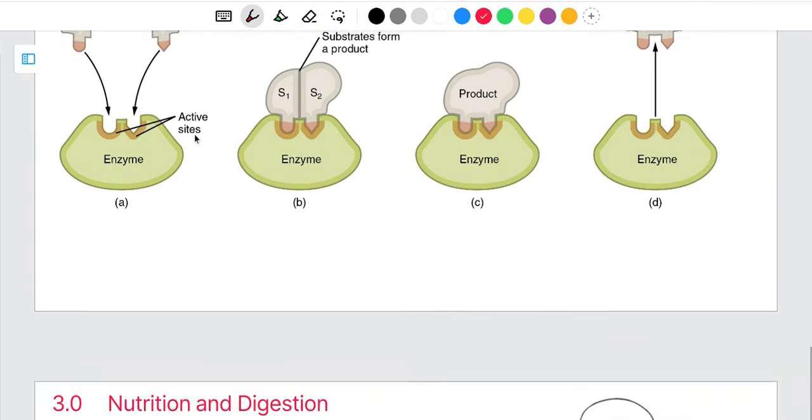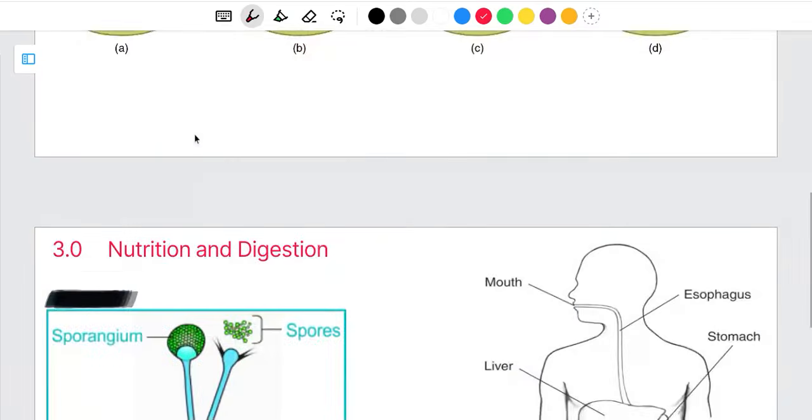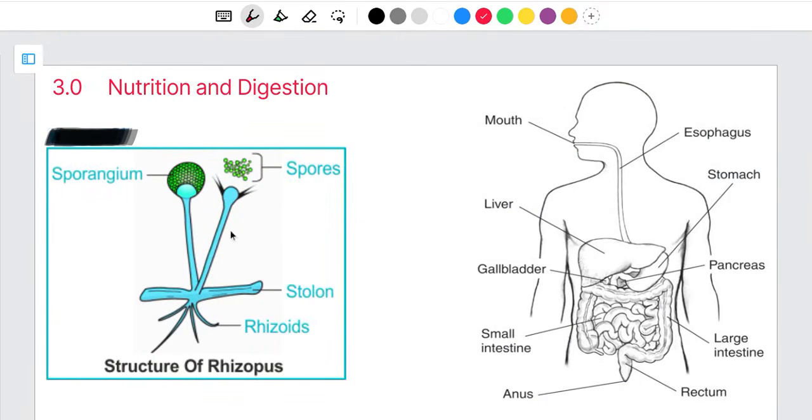Let's see the other topics that you need to understand. So we have nutrition and digestion. Under nutrition, you need to know the types of nutrition. You need to know digestion as well. So under types of nutrition, we have what we call saprophytic nutrition. So under saprophytic nutrition, we have what we call Rhizopus.